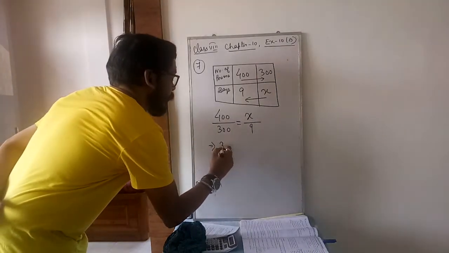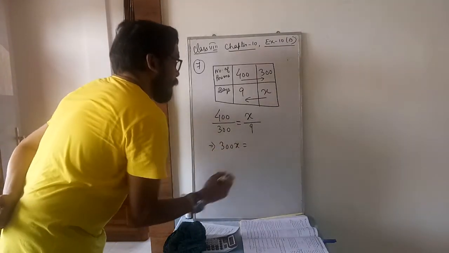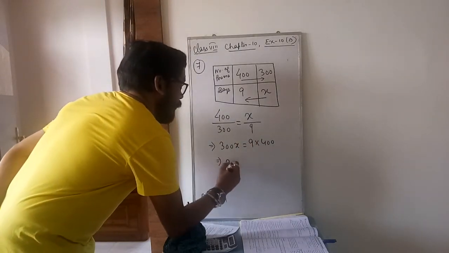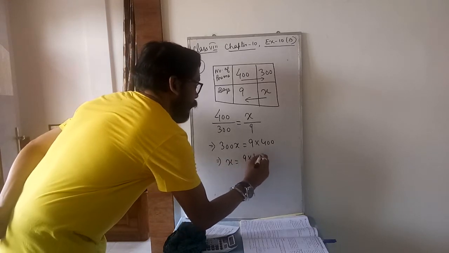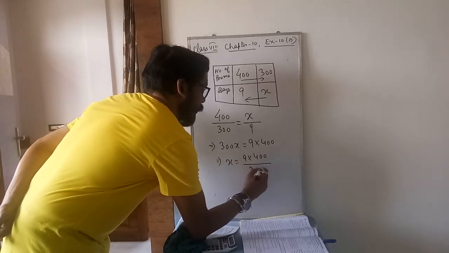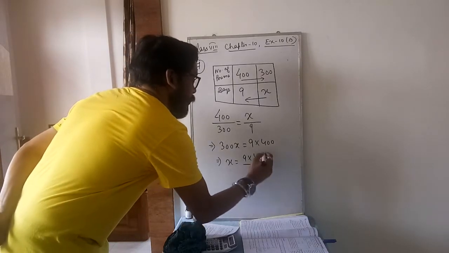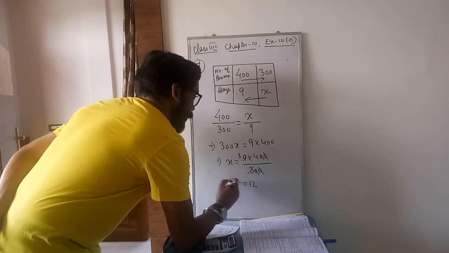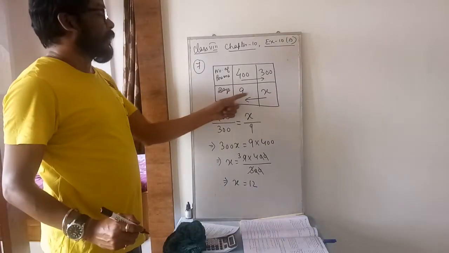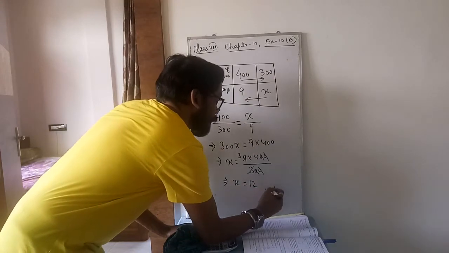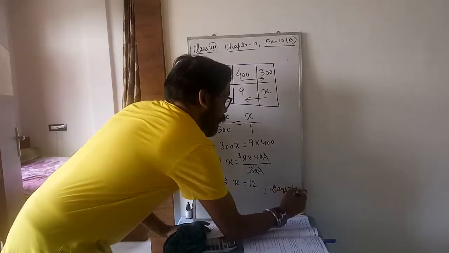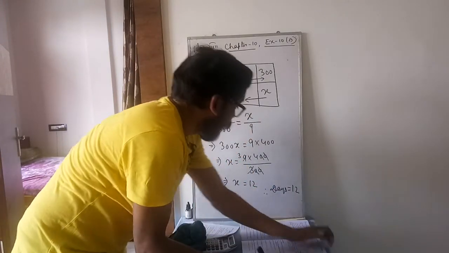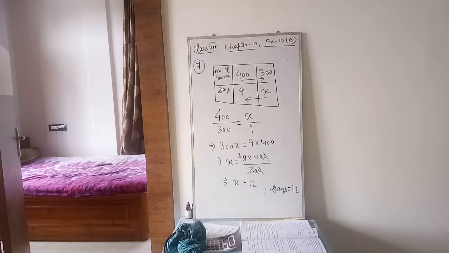Cross multiply it. It is 300x equal to 9 into 400. So x equal to 9 into 400 by 300. Cancelling the zeros, 3 threes are 9. So it is 12 days. That means the grain will last for 12 days. Earlier it was 9, now it is 12. So days equal to 12. Take the screenshot.